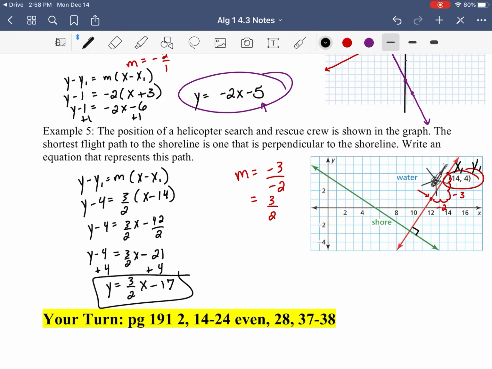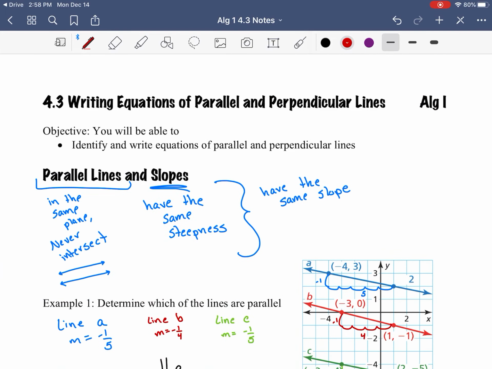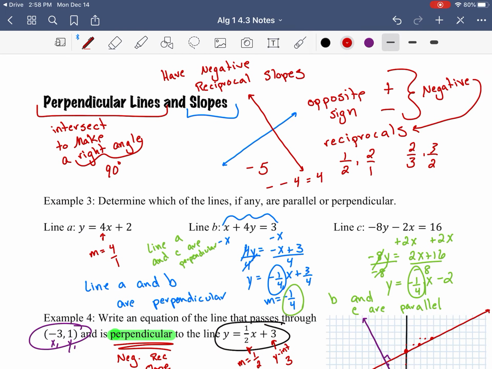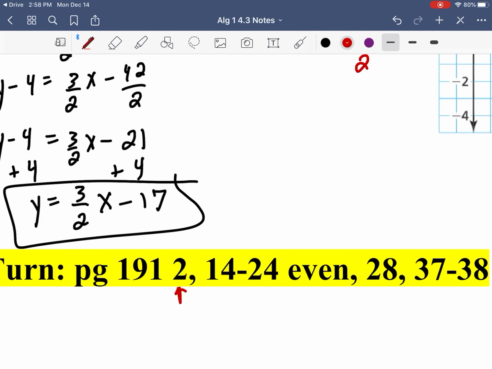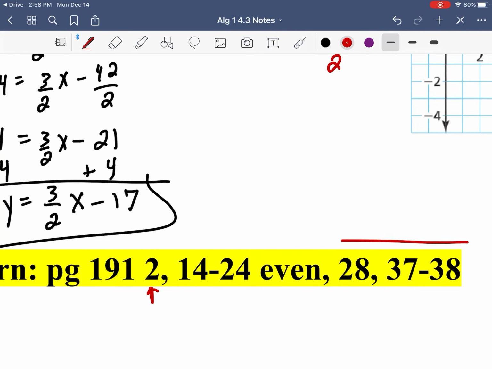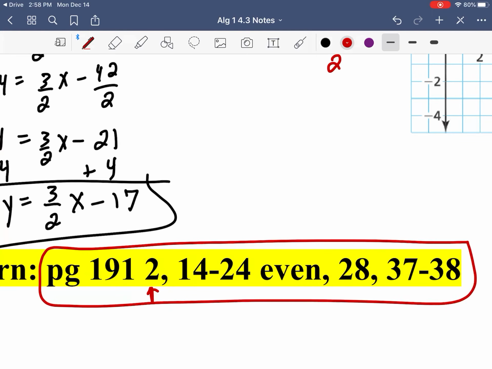Okay, now the last bit of practice, you've already done some from over here. Now I want you to go ahead and add to that. I want you to do page 191, number 2, so go back and do number 2, and then 14 through 28 the evens, 28 and 37 through 38.